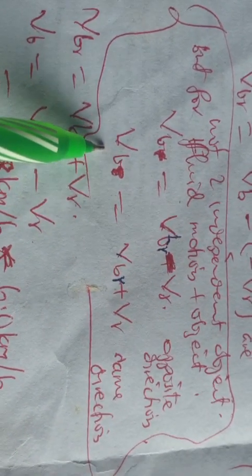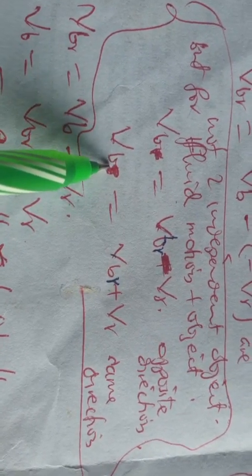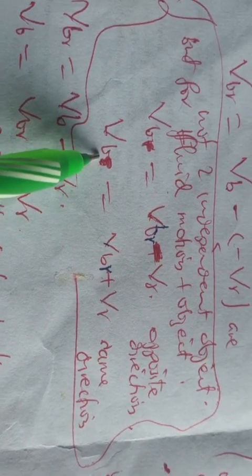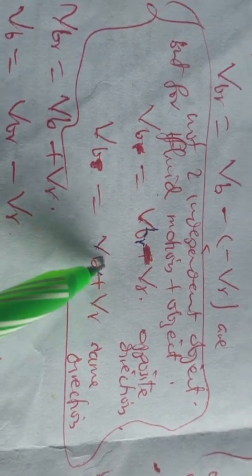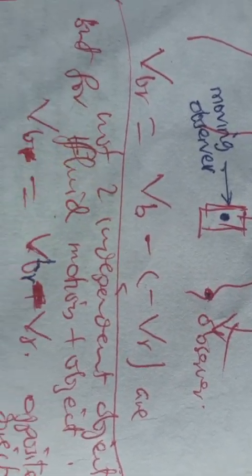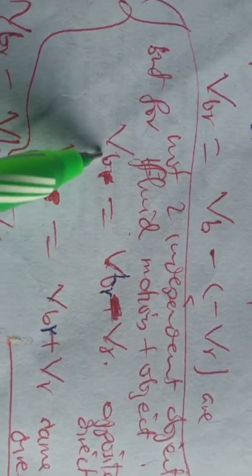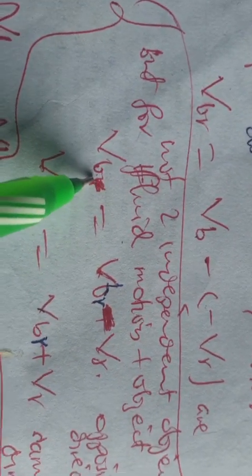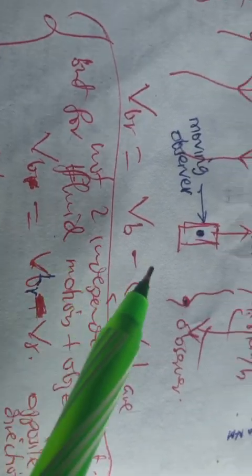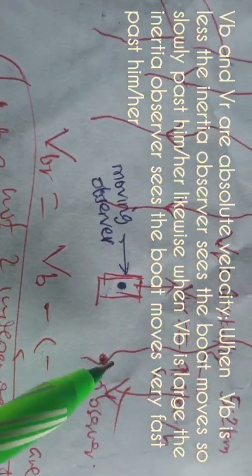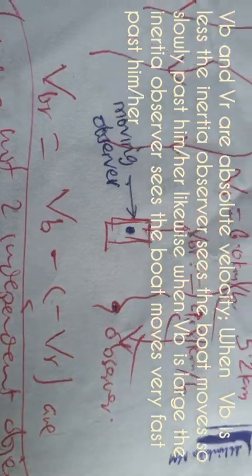The result from this second case is that the velocity of the boat as observed by the inertial observer is very big, as the velocity of the boat in the river is added to the velocity of the flowing river. Hence the inertial observer will see the boat moving very fast past him, while the velocity of the boat when the river is flowing in the opposite direction will be observed by the inertial observer as very slow. Now this is how you can solve this problem of the ferryman when the boat is moving along the river or down the river.